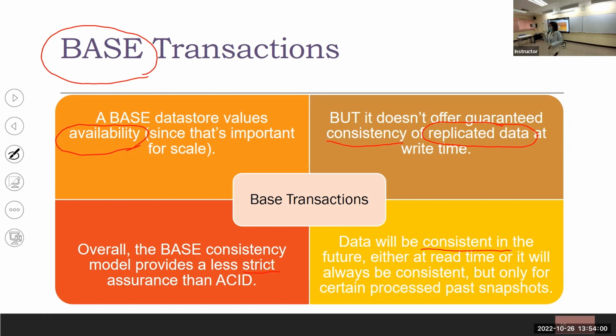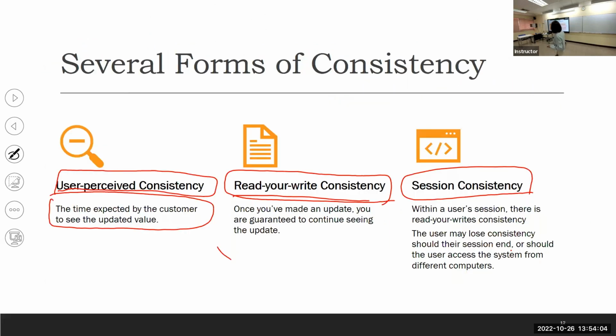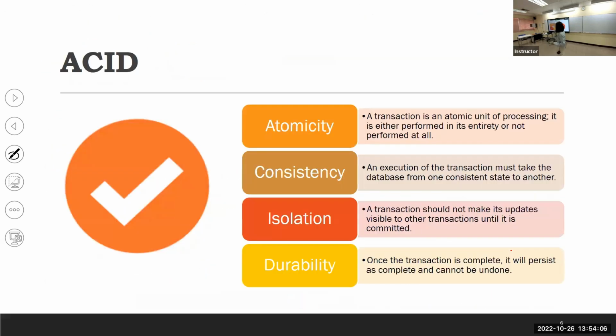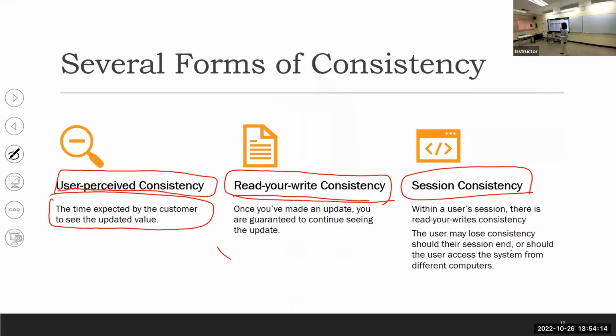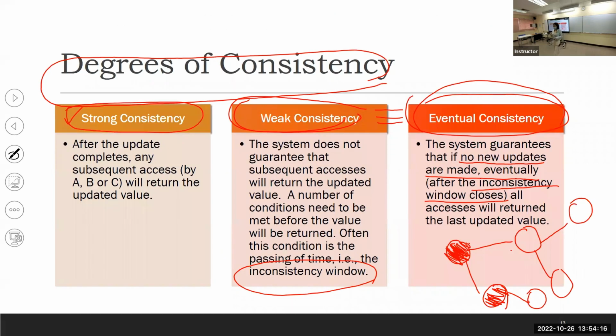Okay, so be sure that you understand these two different models, ACID versus BASE, and all types of consistency, and be able to choose or understand which one would be more appropriate to your application when you design the data system. Okay.